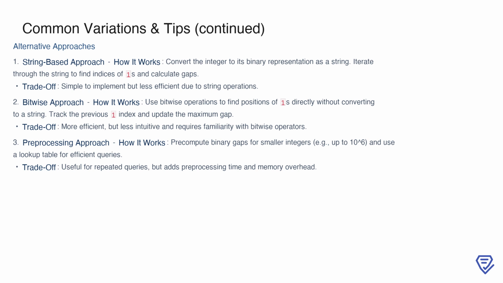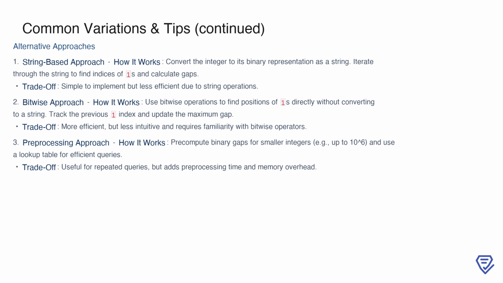A more efficient option is the bitwise approach, which uses bitwise operations to directly identify the positions of 1s without converting to a string. This method tracks the previous index of a 1 and updates the maximum gap as it processes the number. While faster, it requires a solid understanding of bitwise operators and might be less intuitive for some.